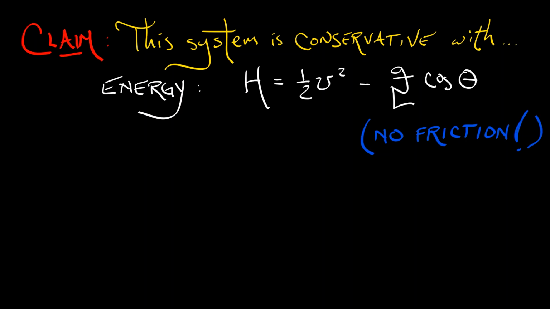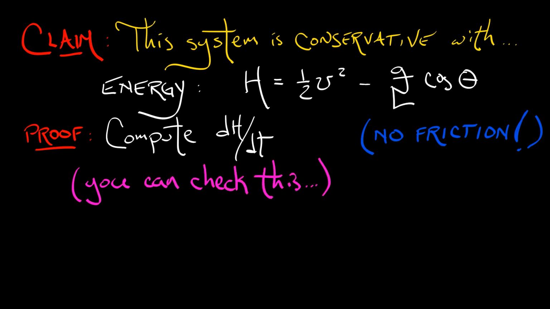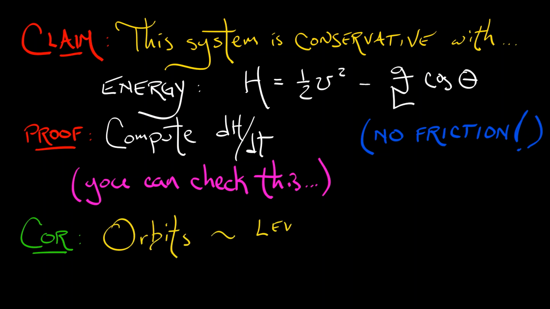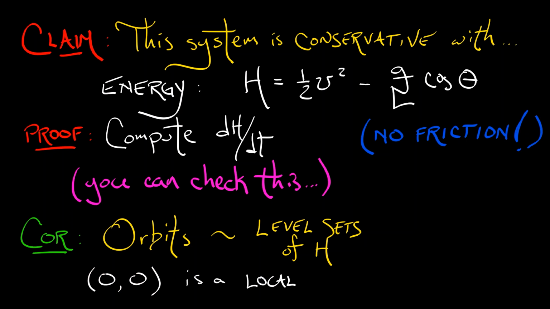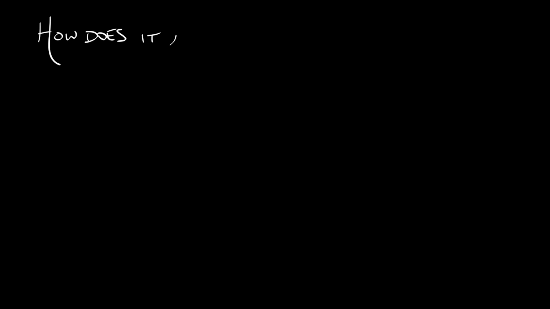Now, how do we prove this claim? Well, you can prove this claim by computing dH/dt using the chain rule and showing that this is equal to 0. And once you've checked that, then you can conclude as a corollary that the orbits of this dynamical system in the theta v plane are really the level sets of this function h. And 0, 0, this center-like thing that we found, is really a local min for this energy functional. That means that it's going to be surrounded by little closed orbits. This is really a true center. All right, that's it for the local analysis at the equilibria.